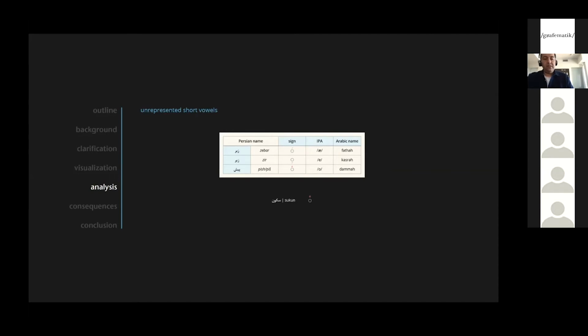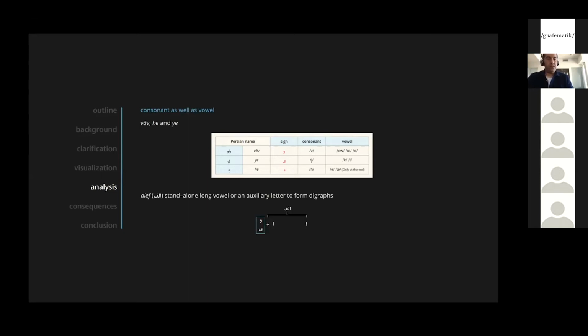The other related auxiliary sign is sukun, which supposedly indicates a consonant without a following vowel. This sign is important to distinguish between the letters vav, he, and ye as consonants or as vowels. Sukun is another overlooked sign in Persian orthography. Letters vav, he, and ye are matres lectionis in Persian. This chart shows how they sound. And letter aleph is always a vowel letter, a standalone long vowel, or an auxiliary letter to form digraphs.